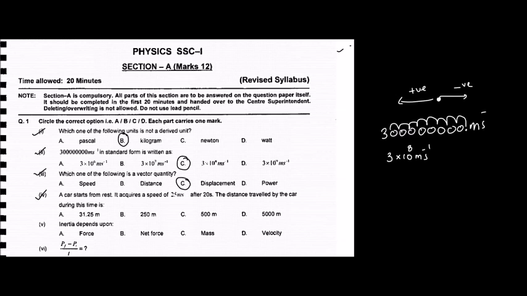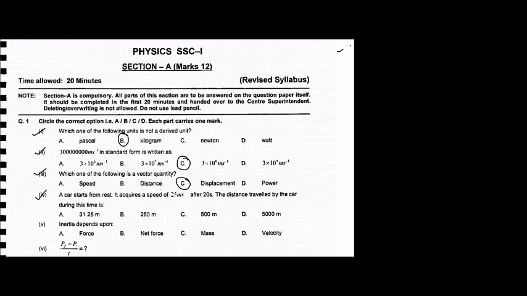Question number 4. A car starts from rest. It acquires a speed of 25 meter per second after 20 seconds. The distance traveled by the car during this time is. In step 1, first we will write what things are given and required. When an object starts from rest, it means its initial velocity is 0. The final velocity of the object is given, 25 meter per second. And the object covers some distance in 20 seconds. Time is 20. Now the question is, calculate the distance traveled by the car.